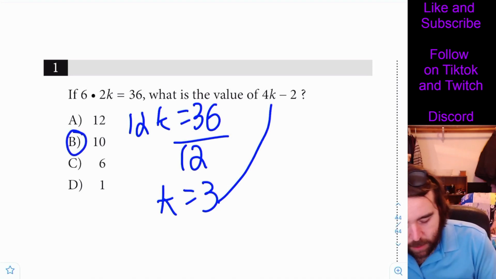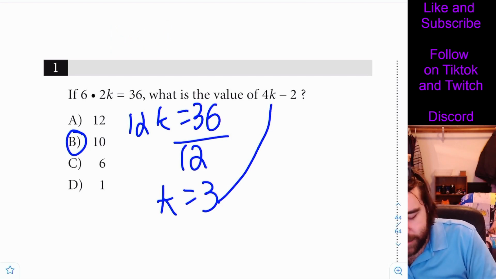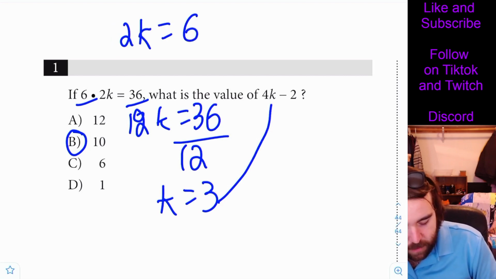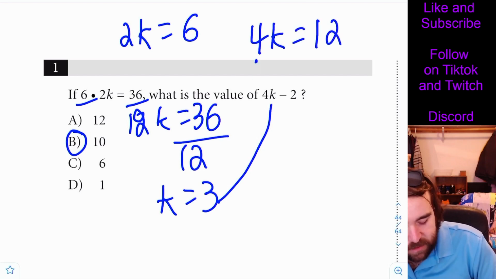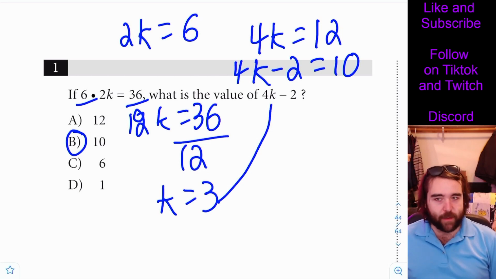Yep. Another good way to do that, it's fun to do this, but it's really not that quick, especially in this, because doing it the real way is quick enough. But look at how you could divide both sides by 6 and get that 2k equals 6. And then we multiply both sides by 2 to get that 4k equals 12. And then we subtract 2 from both sides to get that 4k minus 2 equals 10. So that's super legit. You see, you get the same answer.